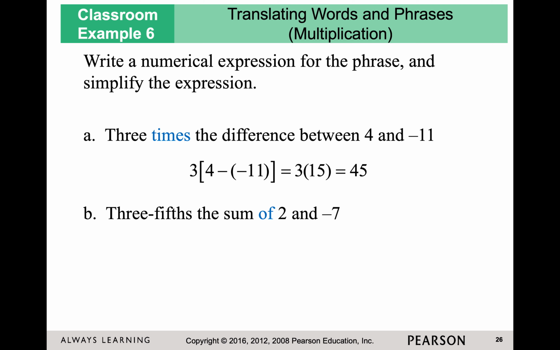Then I do the multiplication. 3/5 is 3 over 5. And the sum of implies grouping. You could use parentheses or brackets here. It's not specific to needing to use brackets.